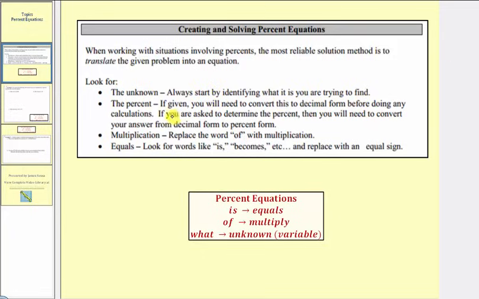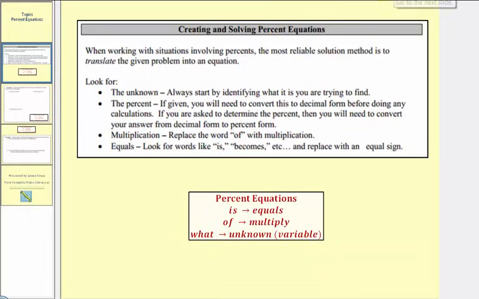The percent. If given, you will need to convert this to decimal form before doing any calculations. If you are asked to determine the percent, then you will need to convert your answer from decimal form to percent form. Multiplication. Replace the word of with multiplication. Equals. Look for words like is or becomes and replace with an equal sign. So to summarize, is means equals, of means multiply, and what represents the unknown, so we write down the variable.